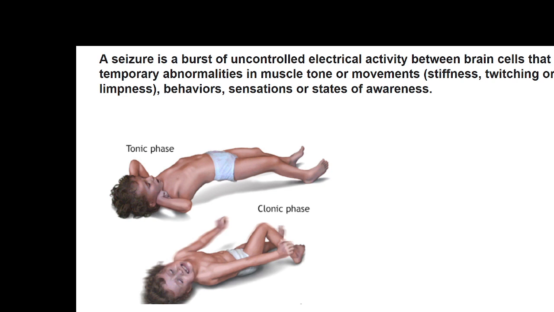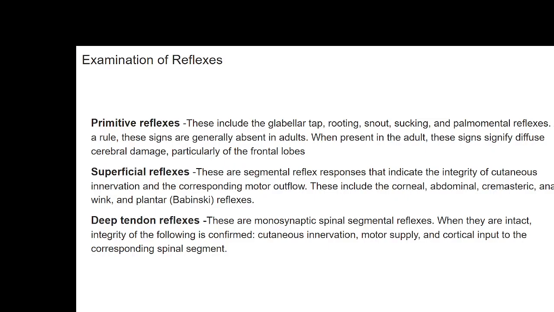Then with seizures, you may have typical and atypical seizures. The typical seizures have a tonic phase, a clonic phase, and a phase of relaxation. When these three phases are not all seen, and only one or two of them are seen, we call it an atypical seizure. Now that's about the abnormal muscle movements as such.